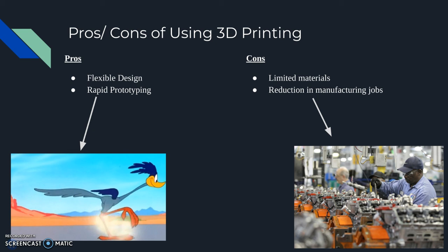Cons include limited materials, which in translation, some metals cannot be temperature controlled enough to allow 3D printing. Another con is that there's reduction in manufacturing jobs. This is a con because if a machine is simply going to do the job, many people will not do labor, which can most likely result in job loss for the economy.